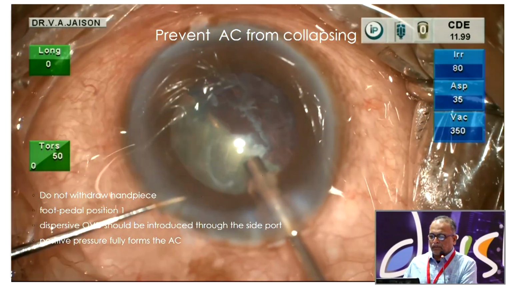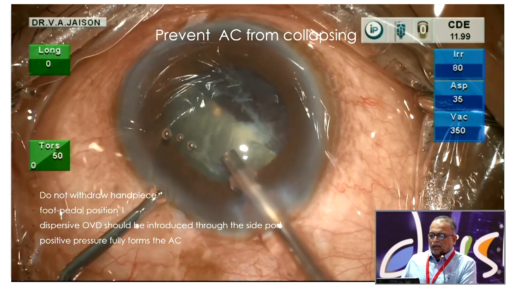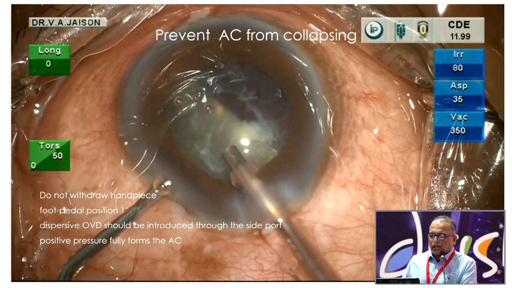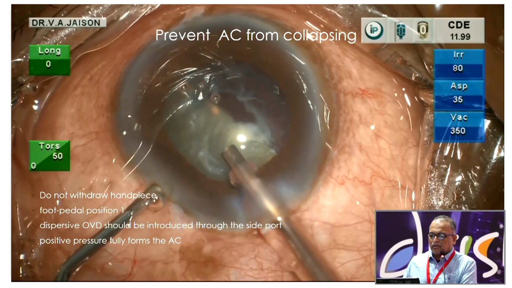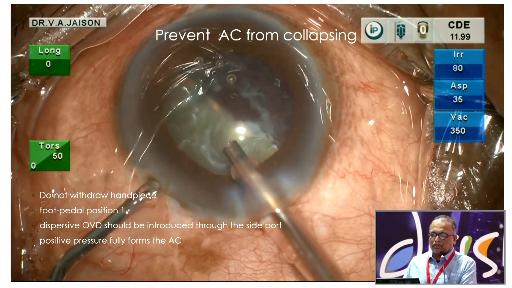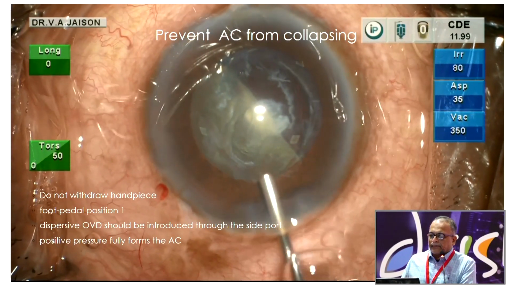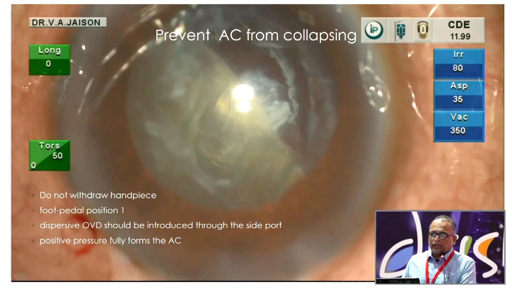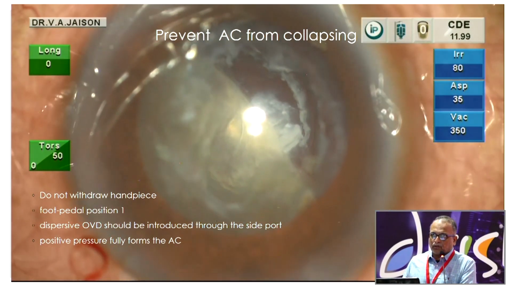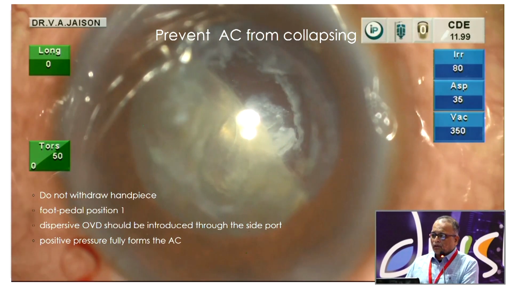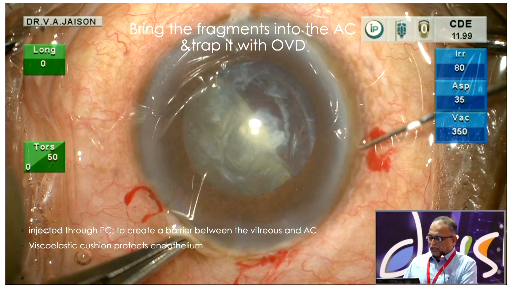You can see the rent there at the center, and through paracentesis, I am injecting viscoelastic. This is a stressful situation, you can see on my left hand. And then you have to form the AC before you withdraw the handpiece. What is next? Next is you have to bring the fragment into the anterior chamber and trap it with the viscoelastic for emulsification.